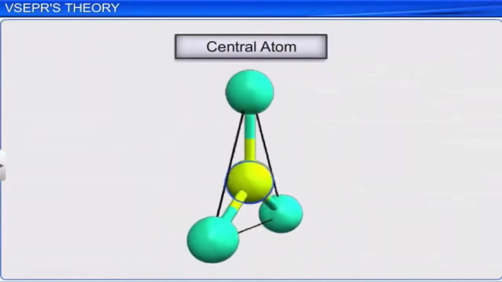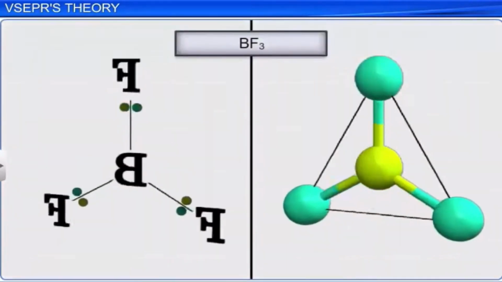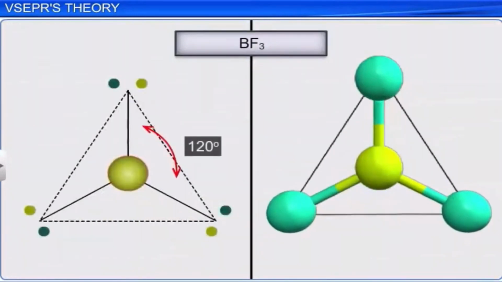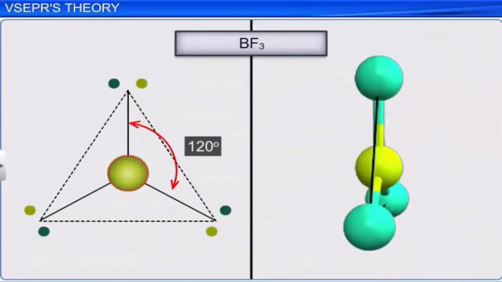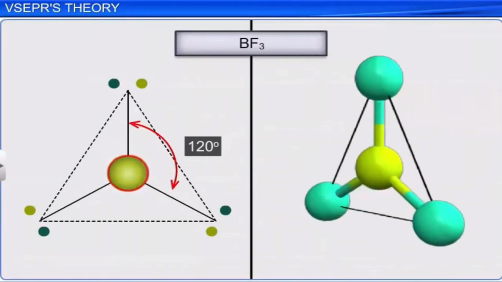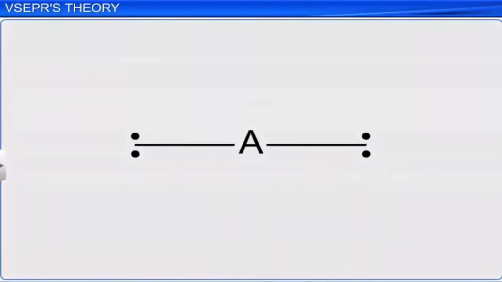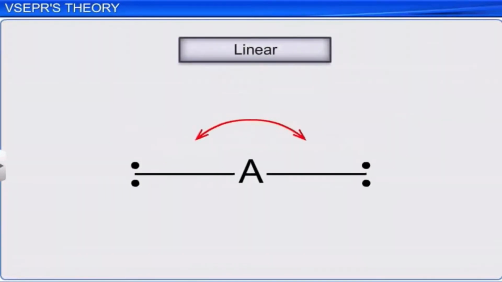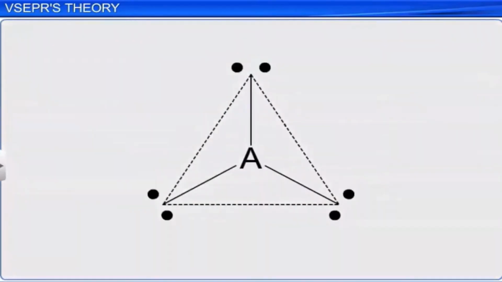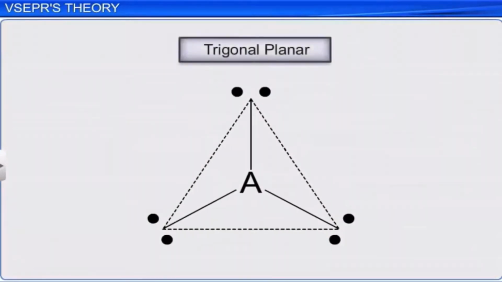The geometry of a molecule, in which the central atom does not have a lone pair of electrons, will be regular without any distortion. For example, the shape of a molecule with two bonded electron pairs around the central atom will be linear, with a bond angle of 180 degrees. The shape of a molecule with three bonded electron pairs around the central atom will be trigonal planar, with a bond angle of 120 degrees, and so on.